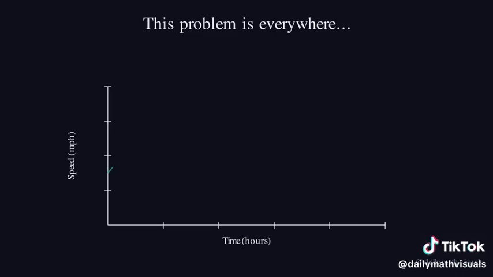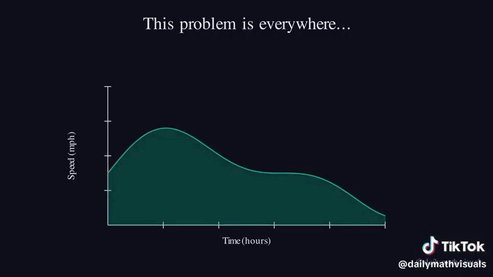Imagine you're driving. Your speedometer shows your velocity at each moment. If you drove at a constant 60 miles per hour for 2 hours, you'd travel 120 miles. Easy. Velocity times time. But what if your speed varies? You accelerate, slow down, stop at lights. The total distance you traveled is the area under this velocity curve. Same problem. What is the area under a curve?